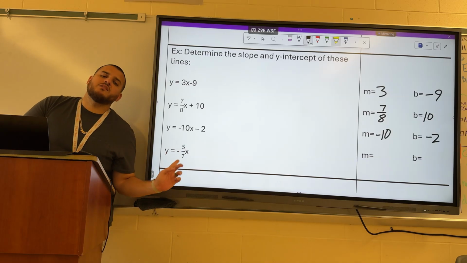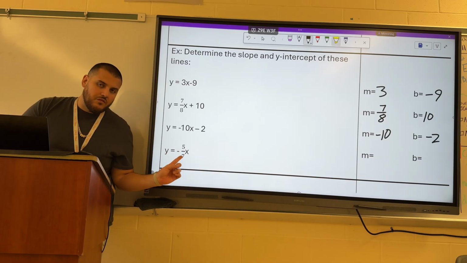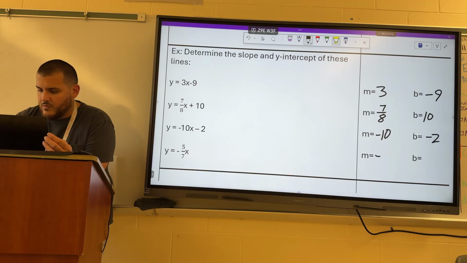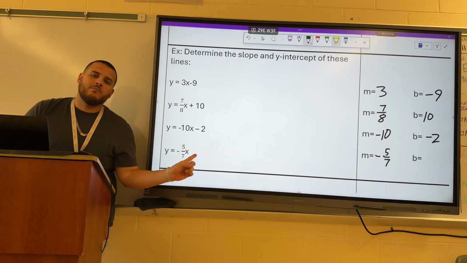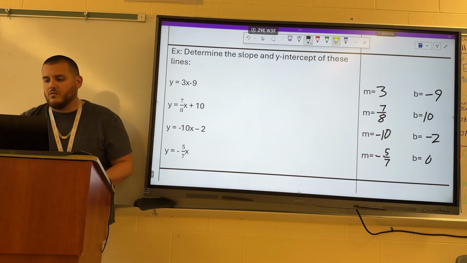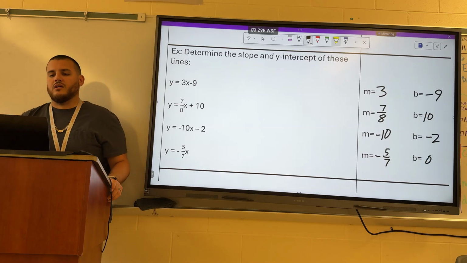Then that last equation is still a slope-intercept equation. That value in front of x is still our slope. That's -5/7. Notice there's nothing after x, so that means the y-intercept must be a 0. That's the number that represents nothing.